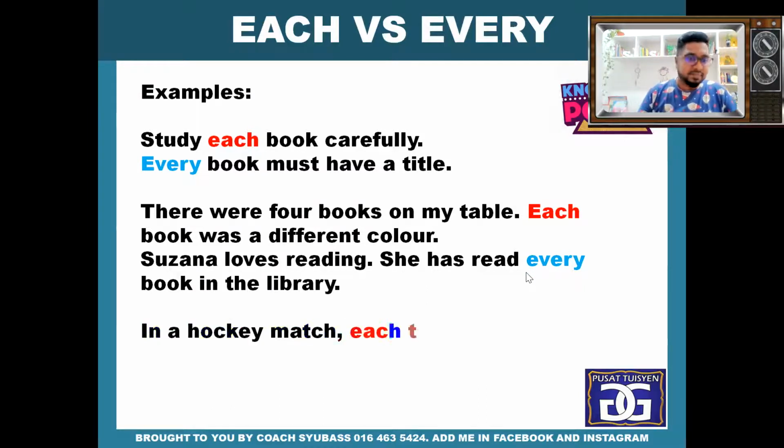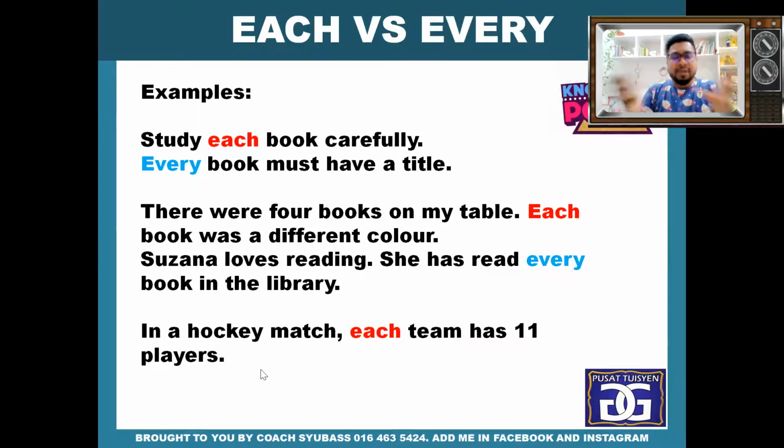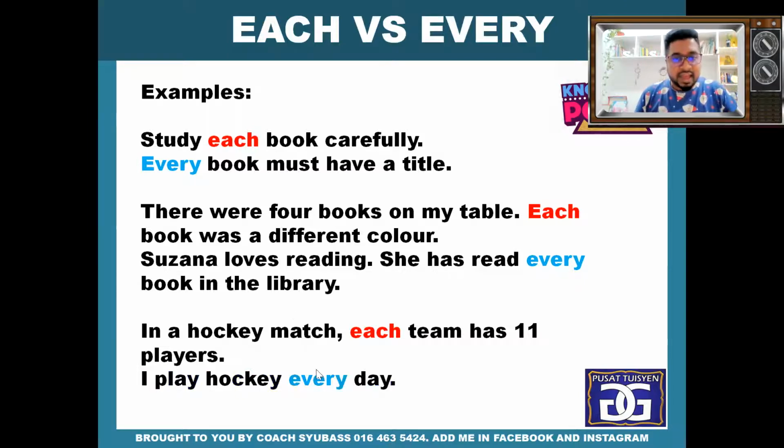Okay, next example. In a hockey match, each team has 11 players. Ada berapa tim dalam satu hockey match? Team A versus team B, 2 tim saja. So kita guna each. Okay, I play hockey every day. Ini merujuk kepada rutin yang sangat banyak. Every day. Setiap hari. Kita main tiap-tiap hari. So, tiap-tiap hari mesti lagi banyak dari 2 tim. Sebab itu, sini lebih sesuai kita guna every. Sini kita guna each. Can you understand?